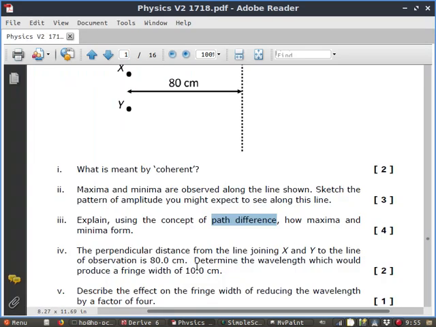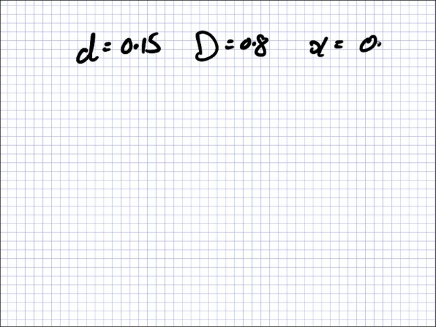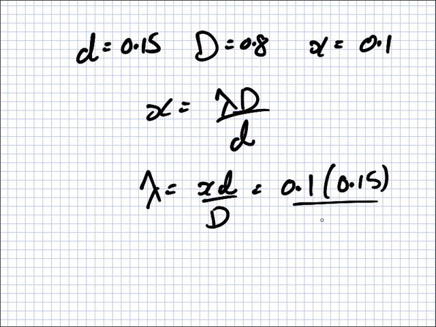What's the wavelength? If the x is 10. So we know that d is 0.15, D is 0.8, and x is 0.1. And x equals lambda D over d. So lambda is x d over D, which is 0.1, 0.15, 0.8. Yeah?